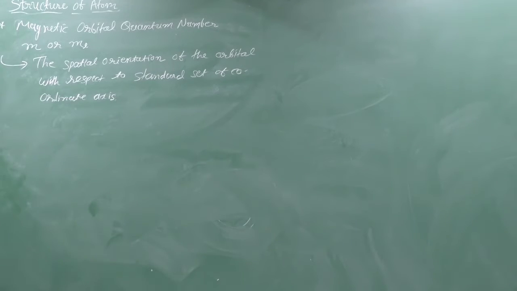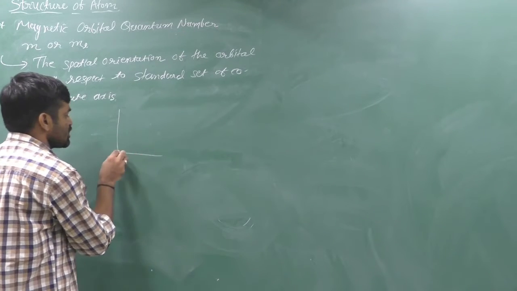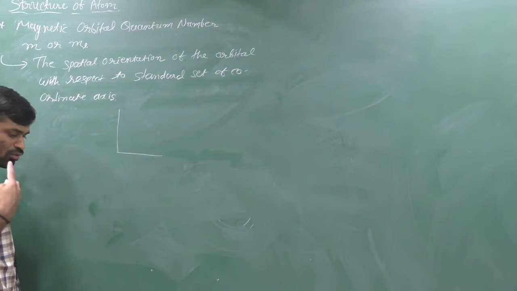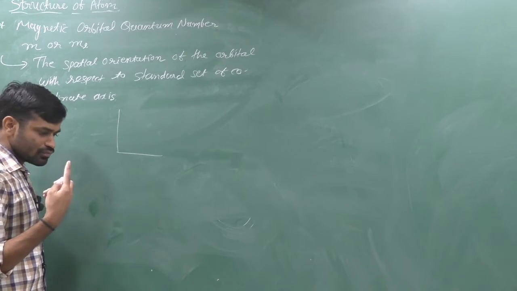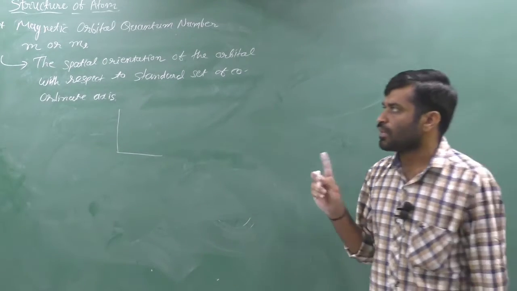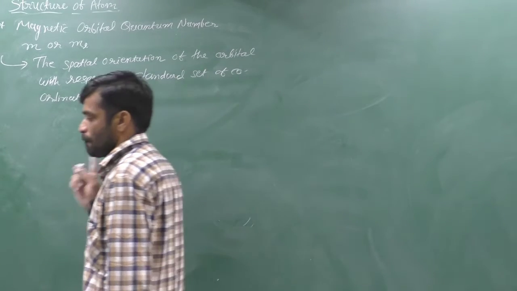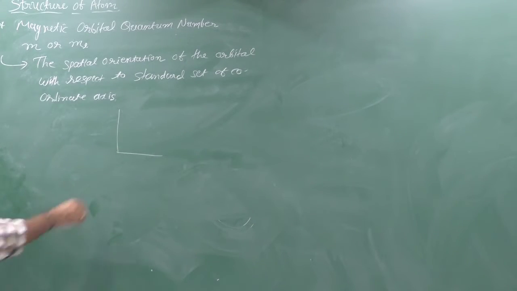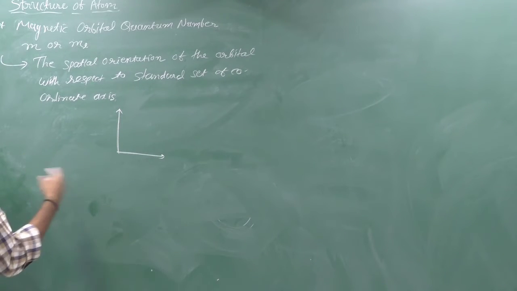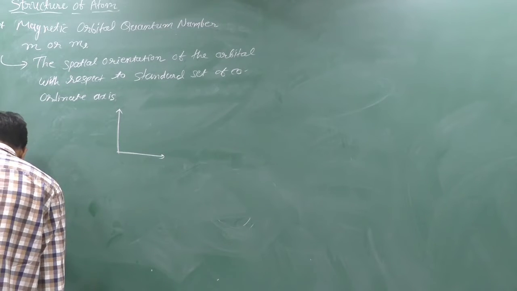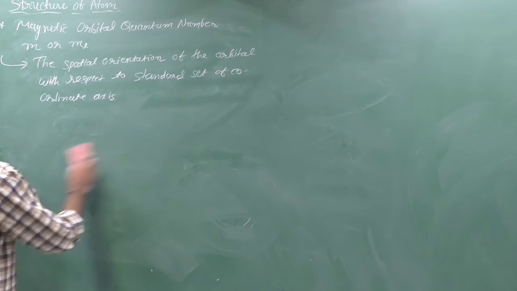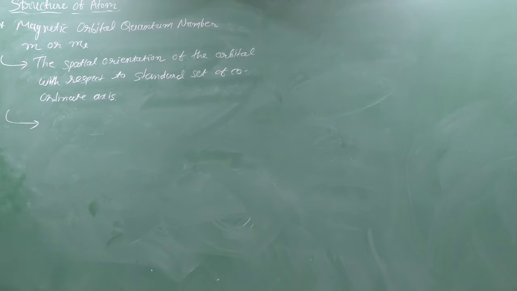It means that suppose we have a standard coordinate axis x, y and z. Then with respect to x, y and z, which side is the orientation of the orbital? It is moved toward which side, which is known by the magnetic orbital quantum number M. Clear? It is not that important for us, we just study it.